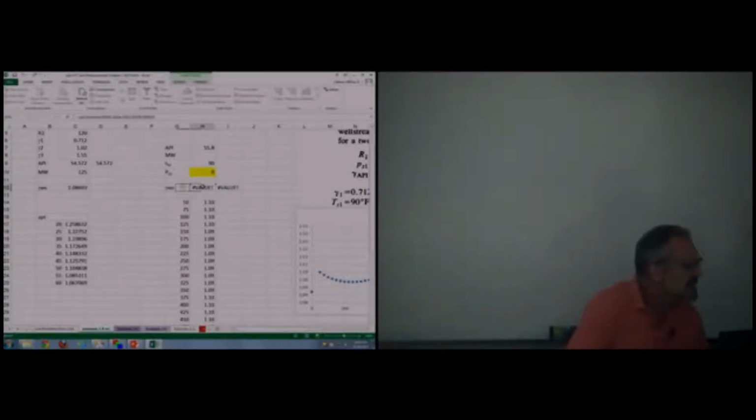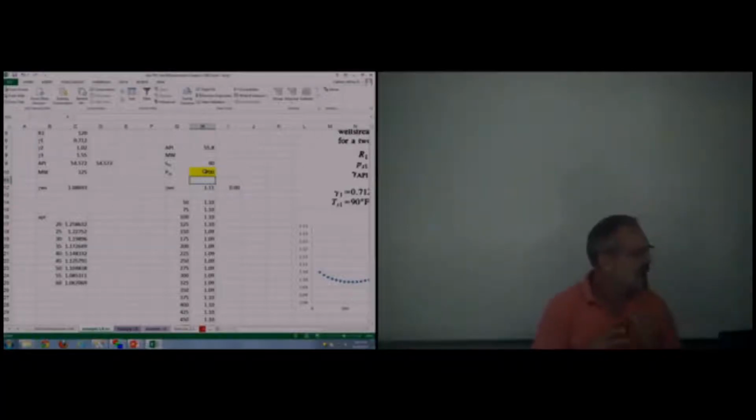I don't know why I can't get, okay. Based on the information I have right in front of me, 1.09 is a better gas gravity than 1.11. So I was calling the number on the left real.